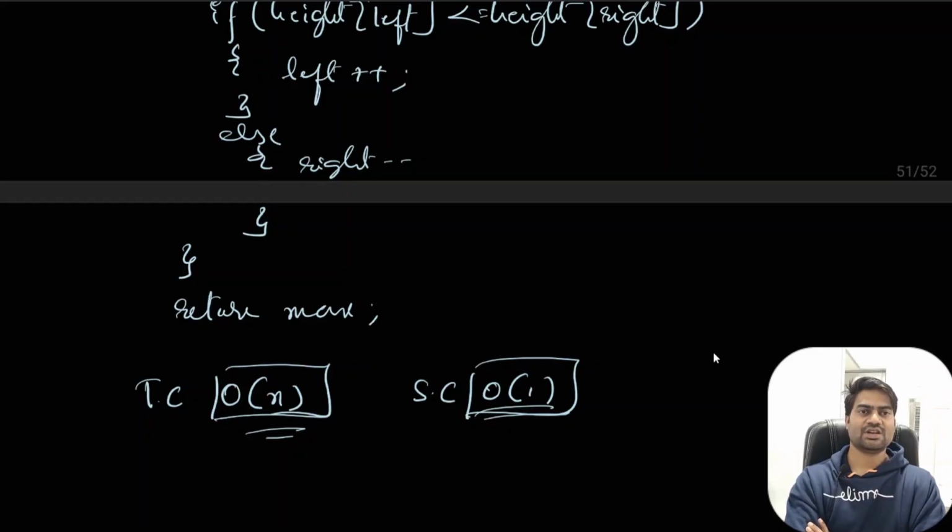So this is how we optimally solve this particular problem in O of n time complexity, basically linear time complexity, with constant space. Okay, so hope you liked the explanation.